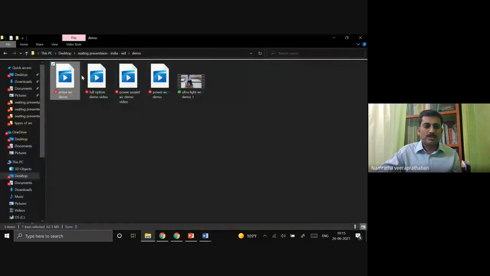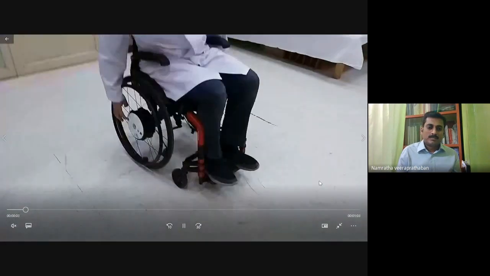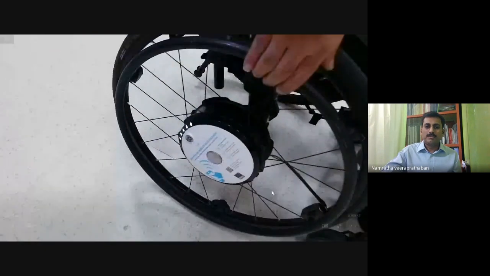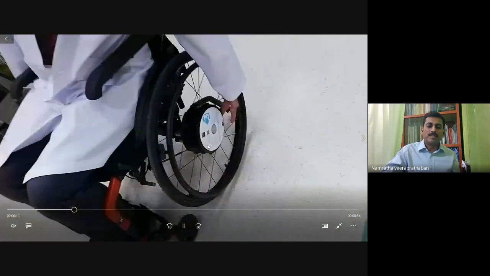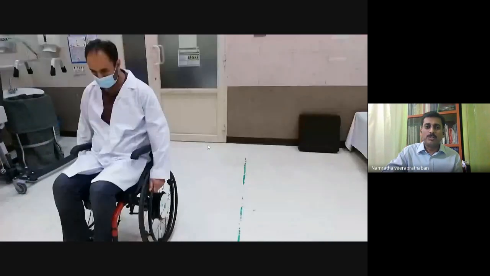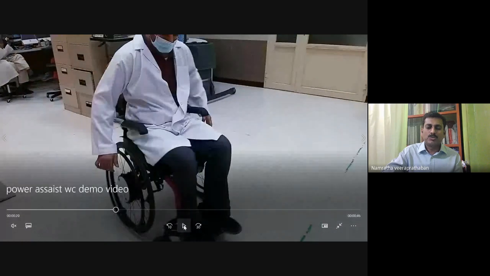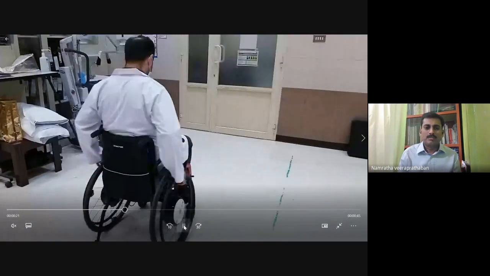Okay, I'll show you the next video, which is the power assist demo. Switch on the power assist wheelchair. You give a power assist wheelchair when your upper limbs do not have adequate muscle strength, you have only limited muscle strength and low endurance. The concept of the power assist wheelchair is that you need not strain while propelling the chair. Just give one gentle push, and it will take you further.